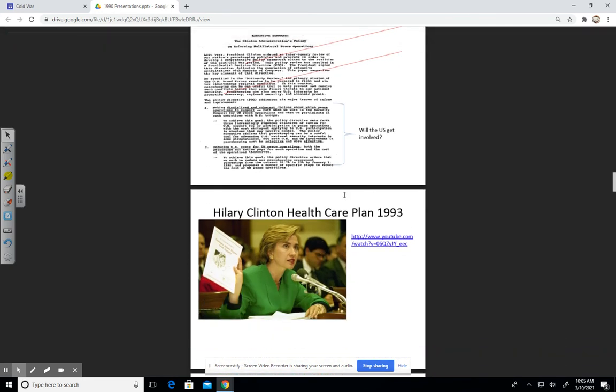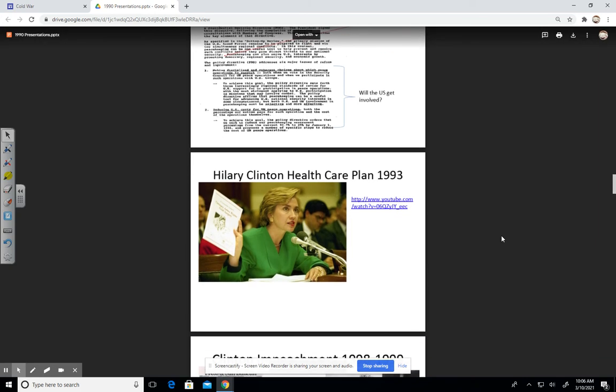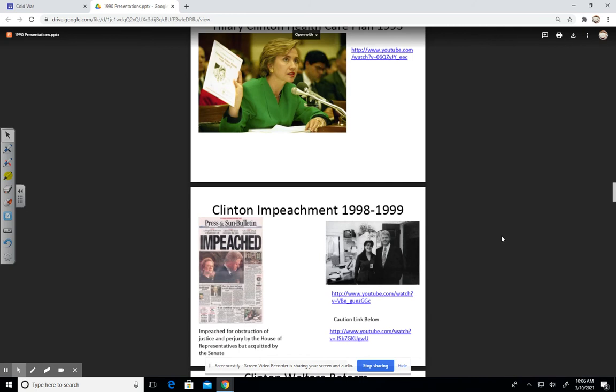Hillary Clinton in the 1990s was trying to develop some sort of health care plan. This would later be realized in Obama's approach to Obamacare, as it becomes known in the Obama administration. But the ideas start with Hillary Clinton in the 1990s.